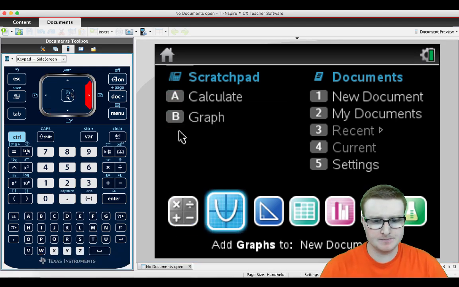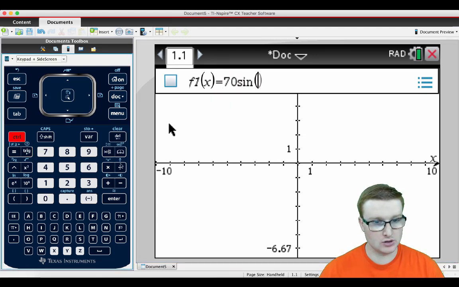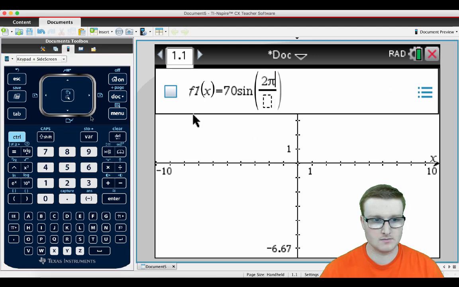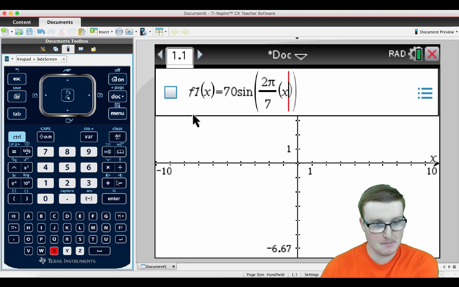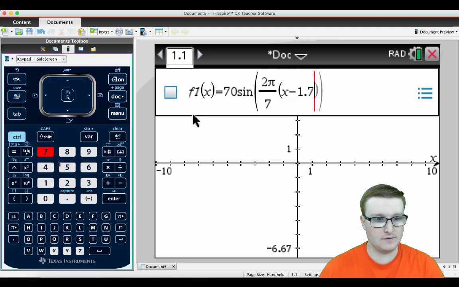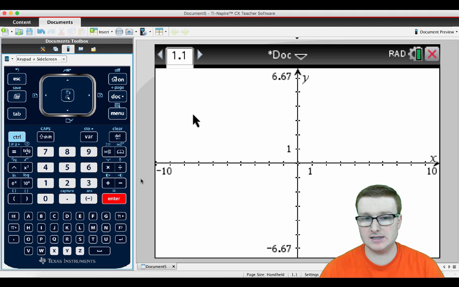Go to your graphing calculator, click on Add a Graph, and type in exactly what you see, except you're going to change the letter T to the letter X when you type it into the calculator. So we get 70 sine of 2 pi over 7 times parenthesis x minus 1.75, parenthesis plus 80. So now you're probably not even going to see it. Yeah, you can't see it.